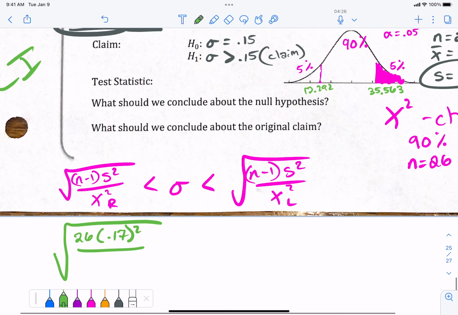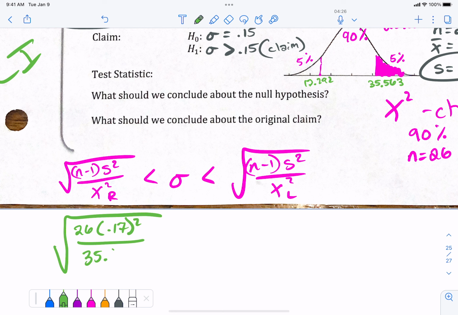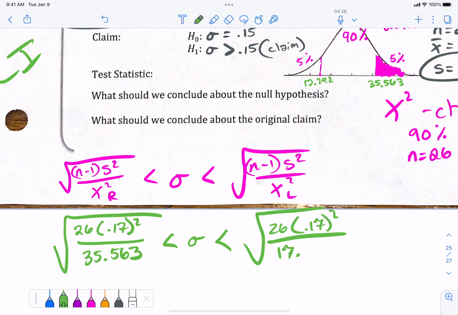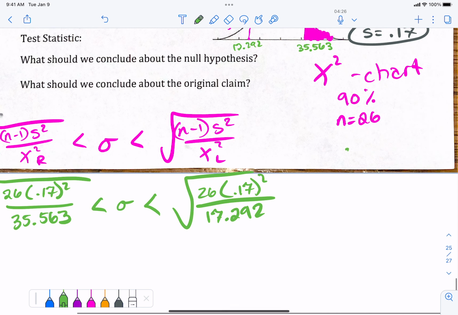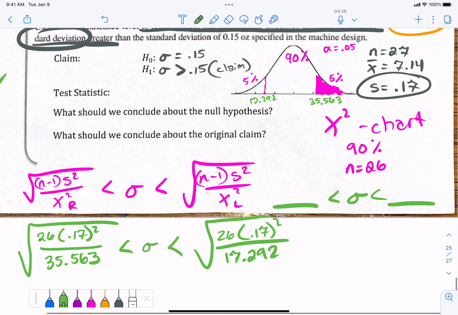So, 35.563. And then the same formula on the left side: 26 times 0.17 squared over 17.292. Let's figure out what those numbers are. Does somebody have those? I have 0.145 on the left. And then 0.208. Yes.